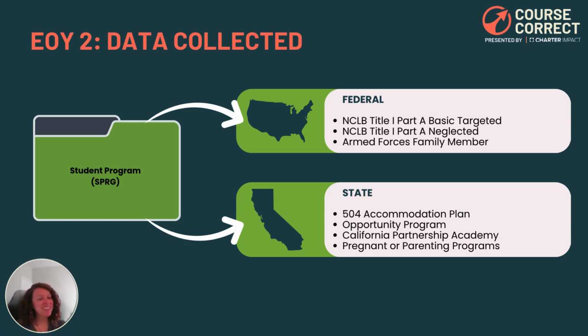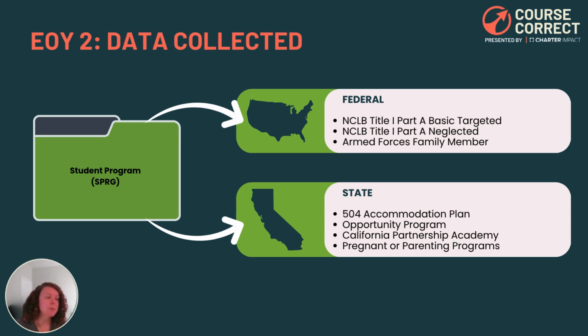Now let's move on to end of year EOY 2. If you remember, in EOY 1 there were 5 file types. End of year 2 includes only one file type, and that's the student program file, the SPRG. The information from the student program file in EOY 2 has federal and state connections, so we're reporting specific information about students for both of those reasons.